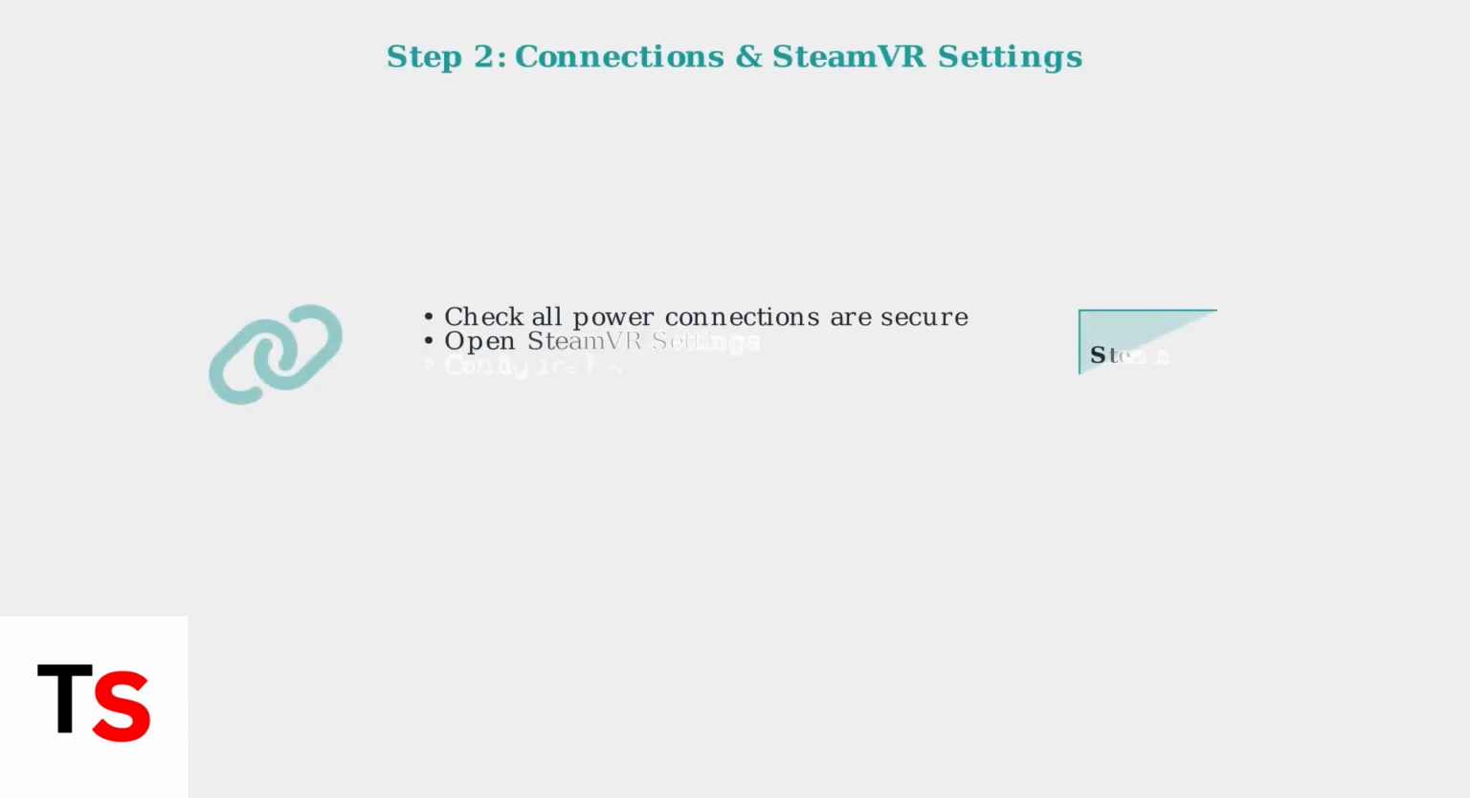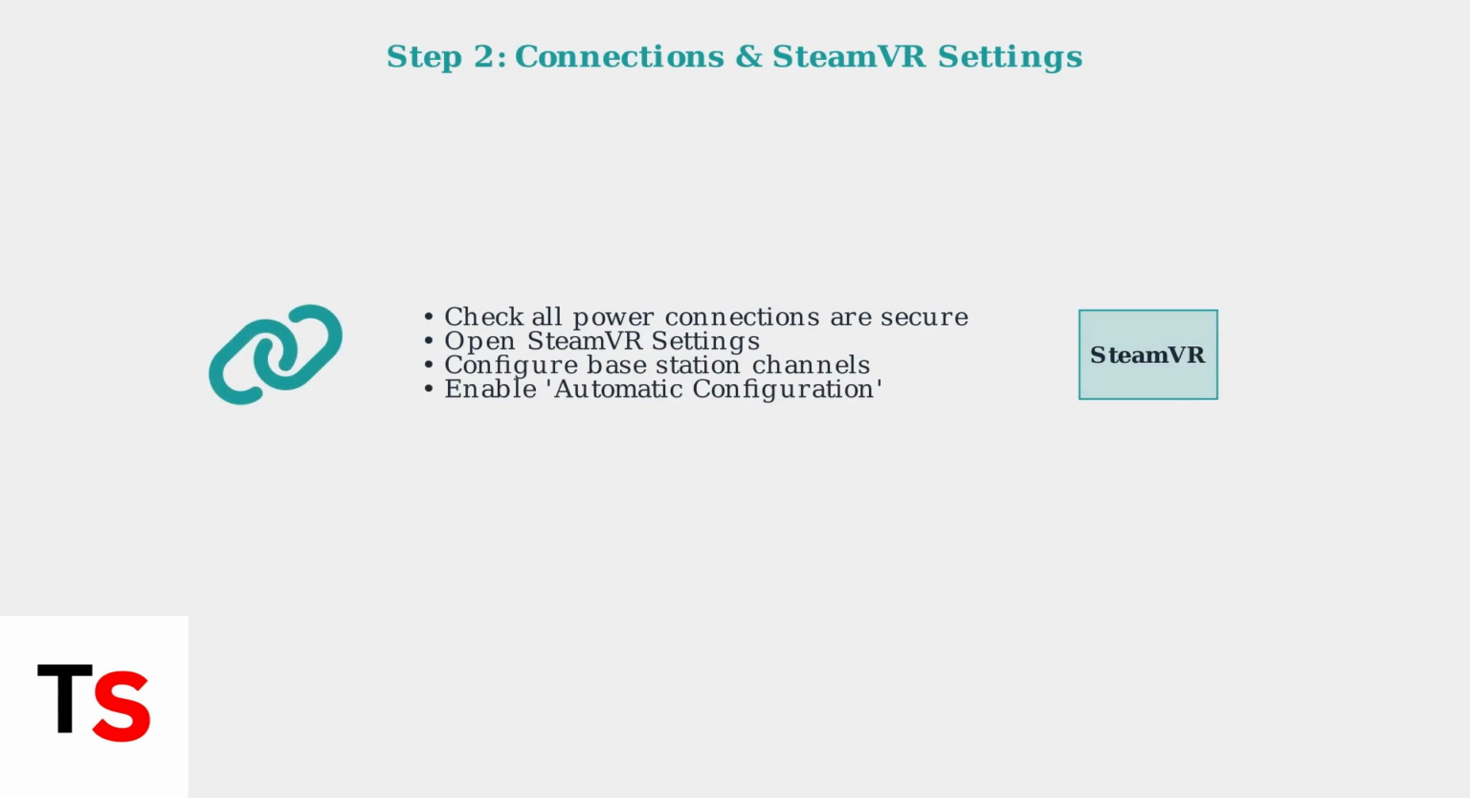Next, ensure all power connections are secure and try adjusting the SteamVR base station channel configuration. Enable automatic configuration in the SteamVR settings.